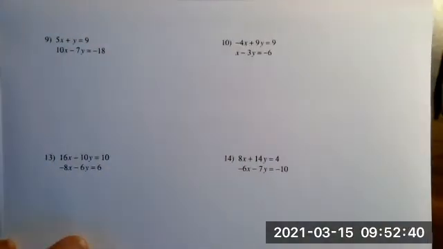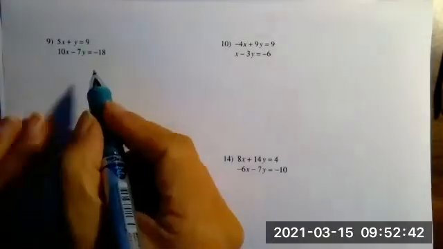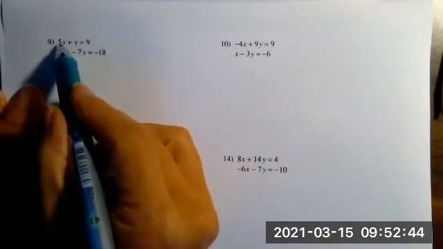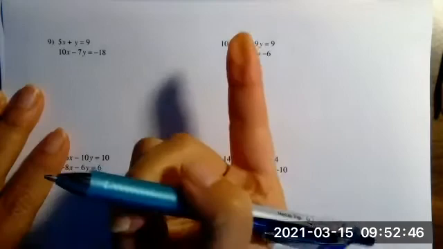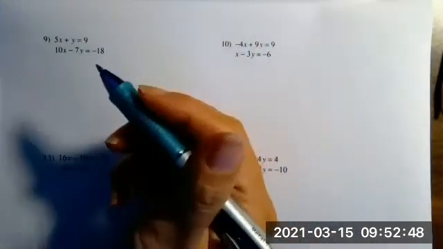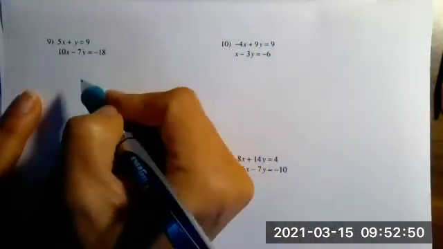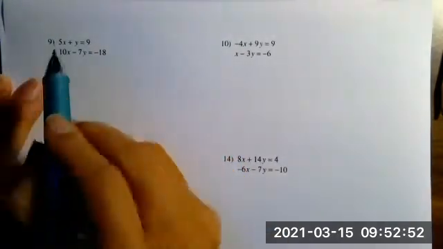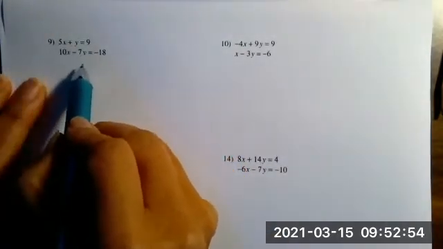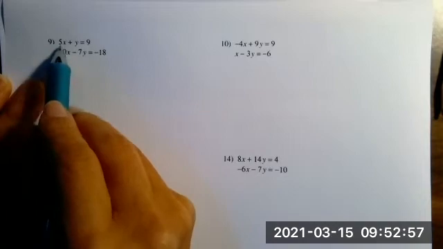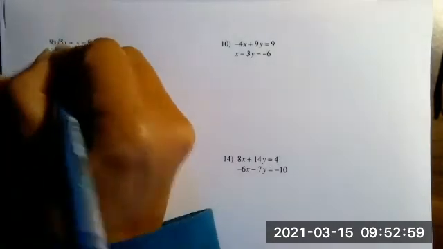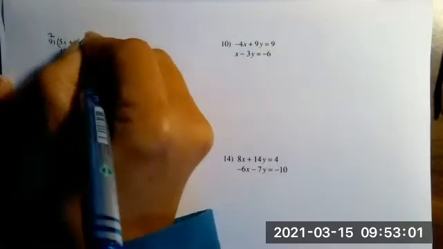All right, let's try this one. So this one doesn't look like it has the numbers that are the same either. So I don't have a number that's the same and I don't have opposites. So I want to make that the same and opposite. So I can either change the x or the y. When I look at it, I see that's a 5 and that's a 10. So all I need to do is multiply the top by 2.